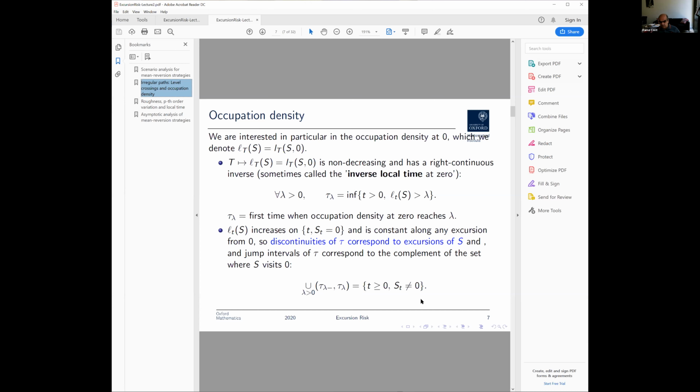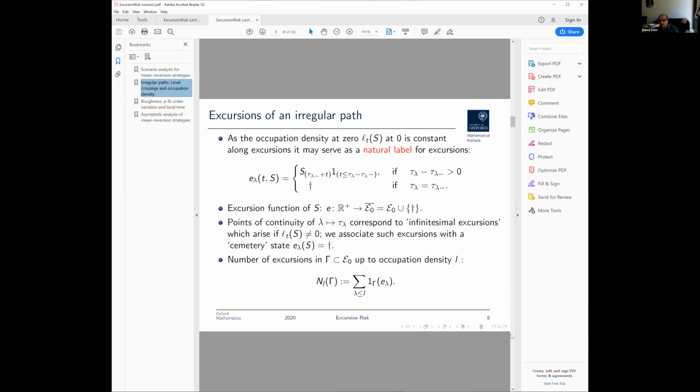So this is how we're going to label the excursions. And all this trick is because the excursions are a continuum, so you have to have a way of indexing this continuum family, and the inverse local time and the occupation density give you a way to index this. As the occupation density is constant along excursions, each excursion has a well-defined constant value of L_t, and if this value is lambda, let's say, then we call this the excursion with label lambda. Remember that the label is not time, it's an occupation density of S.